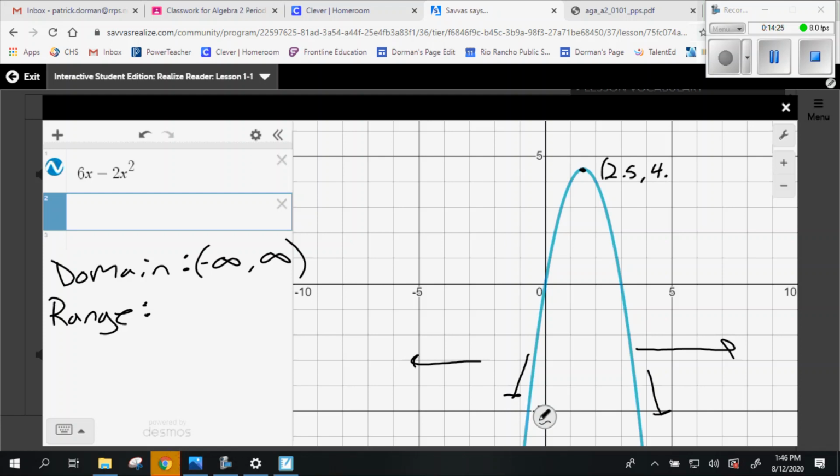I'm just making an estimate here. We could find the vertex. That's going to kind of get us away from what we're doing. So it looks like as we go down, right, our y values go all the way to negative infinity, but stop at 4.5. And we're going to include that point.